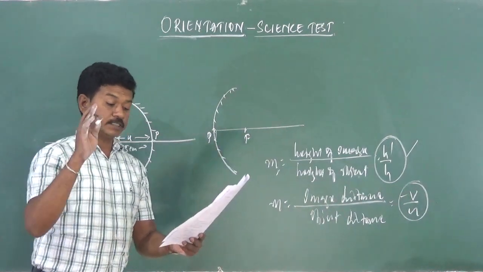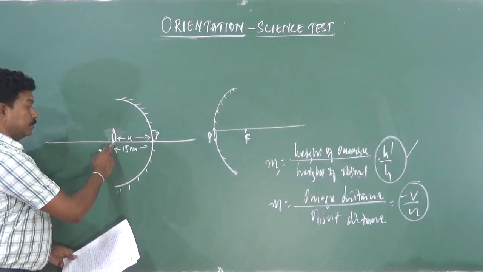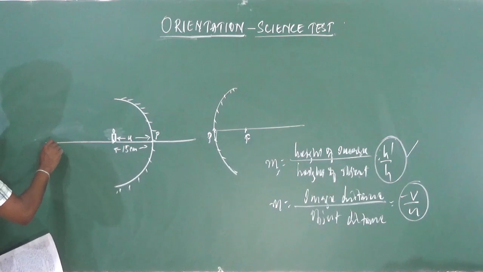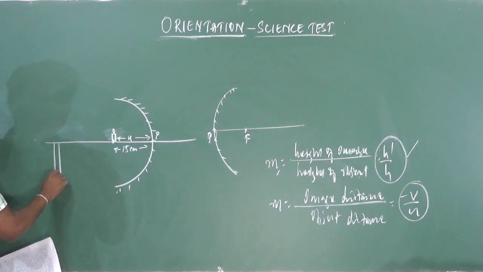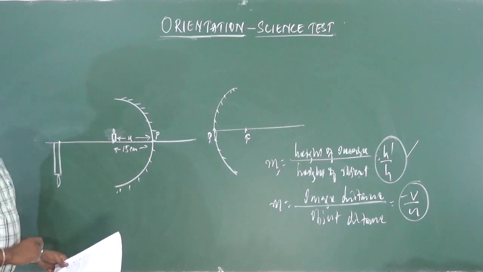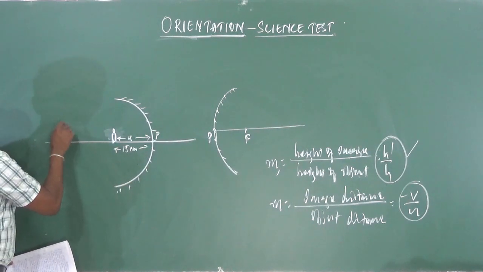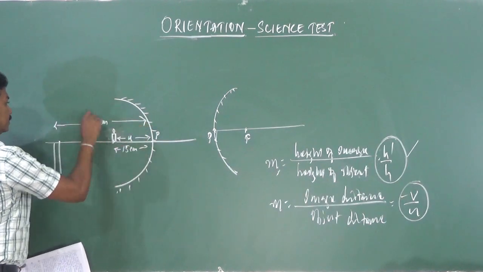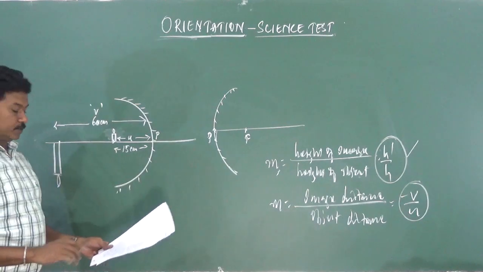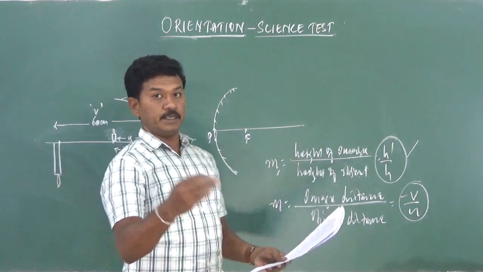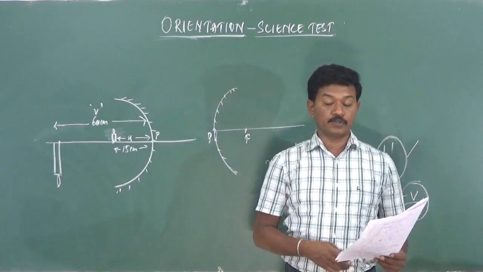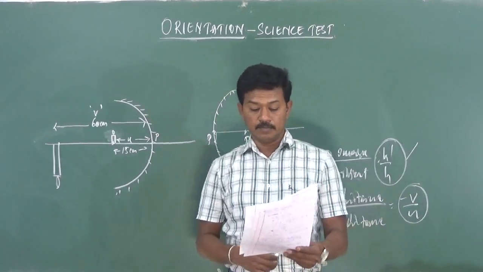Next, he wants the image of this candle to be at 60 centimeters from the pole of the mirror. So the image will be somewhere like this. So this should be the image, and this distance is 60 centimeters, and this is the value of V. So compulsorily the mirror should be a concave mirror. So the first question's answer we have got. Write the type of the mirror he should use. He should use a concave mirror.